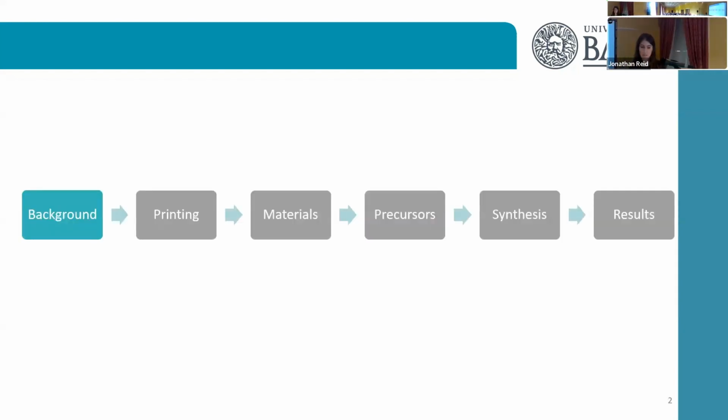Okay, so to start off with, I'm going to talk you through the background of the project, the printing process and the materials that we're looking at. I'm then going to talk about precursor design and the synthesis that we used, and then the results.